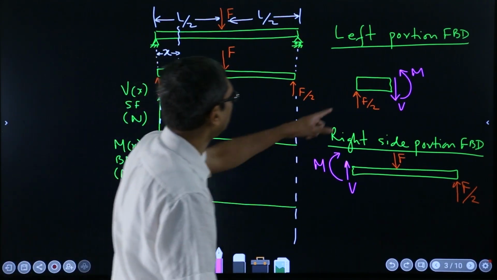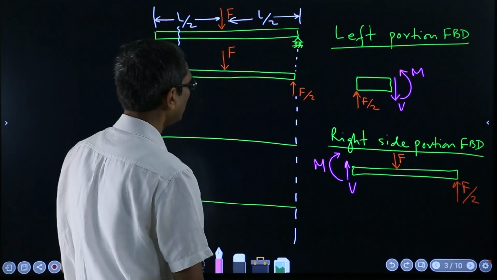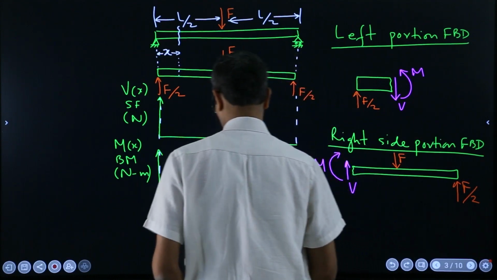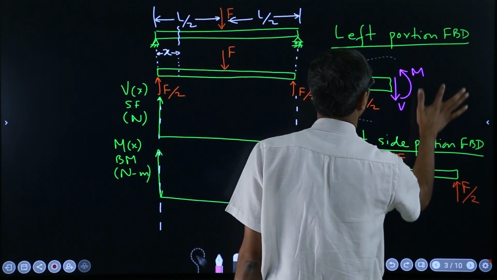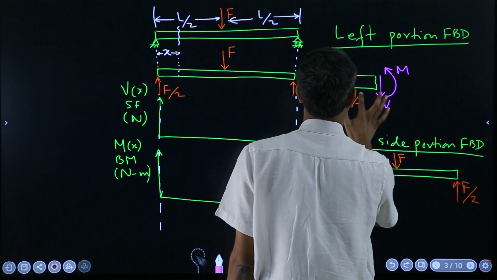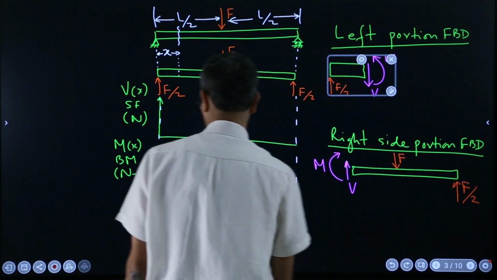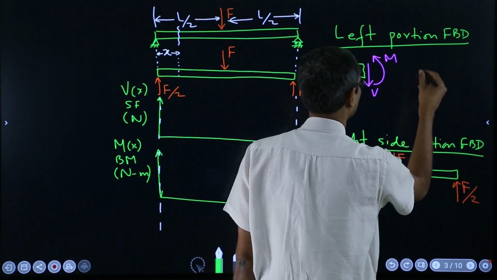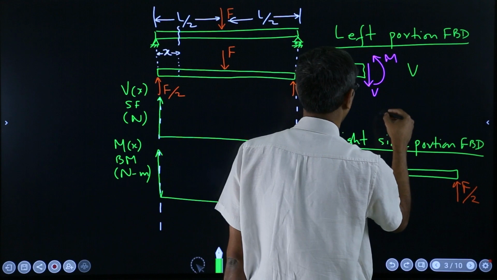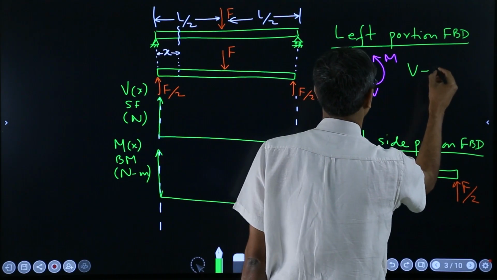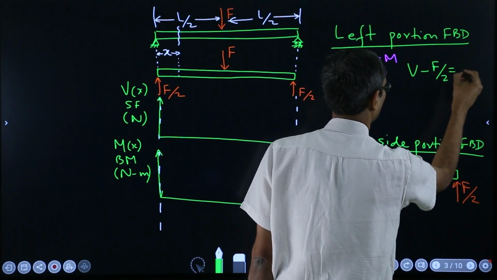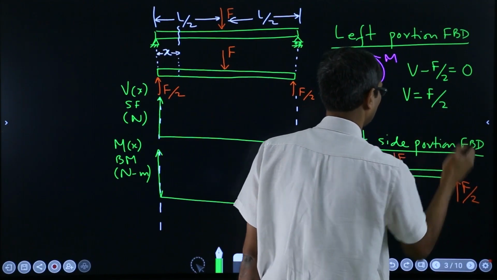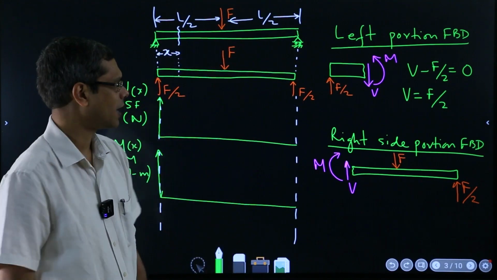Let's say we are calculating with this. So first equation, what shall we write? Let me shift it a bit here. Now for the shear force, this is V positive, minus F over 2 is equal to 0, which implies V is equal to F over 2. So that's what you have calculated.